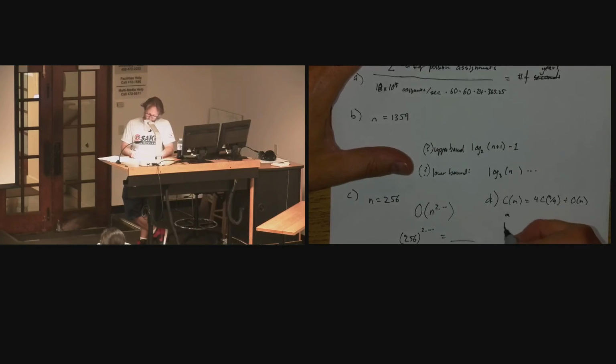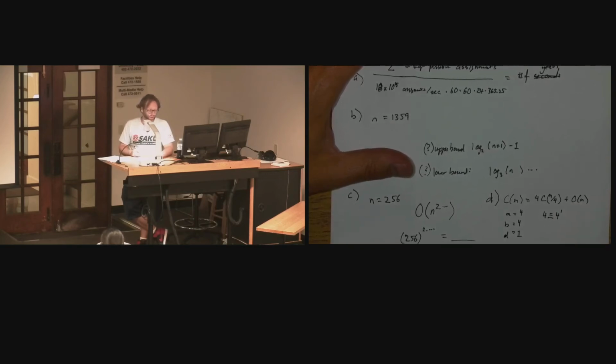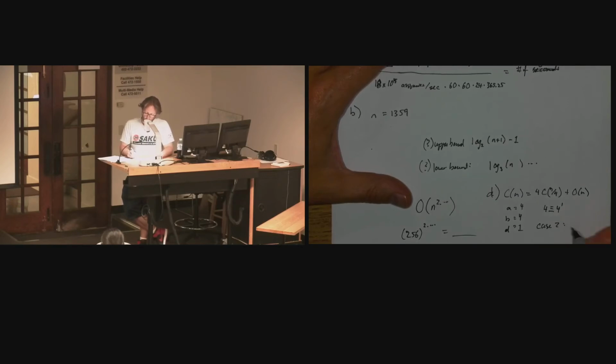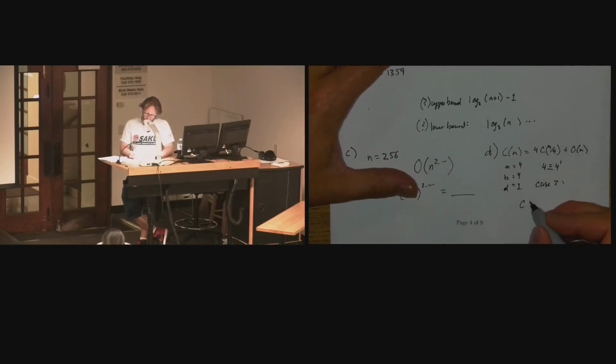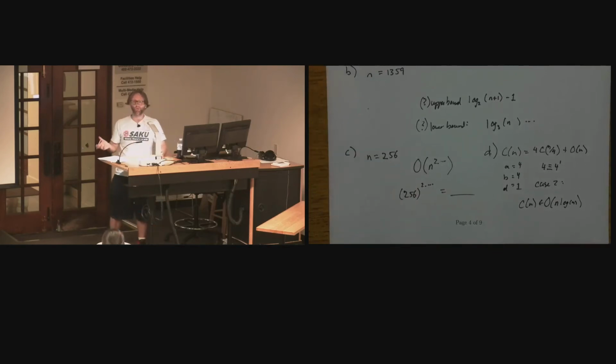Again, this is just master theorem. A, B, and D. A is 4, B is 4, and D is 1 in this case because it's a linear amount of work. 4 versus 4 to the 1, well, guess what? They're equal. So by case 2, C sub n is going to be n to the d, but that's 1, so it goes away, n log n. Is that any better than the solution that we looked at? Nope. It's exactly the same asymptotically.